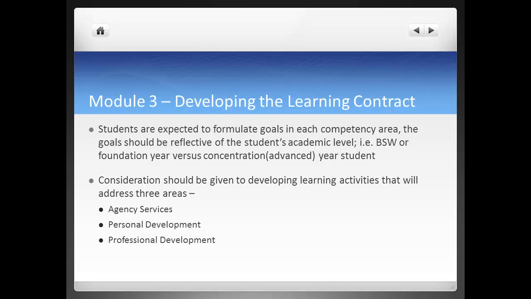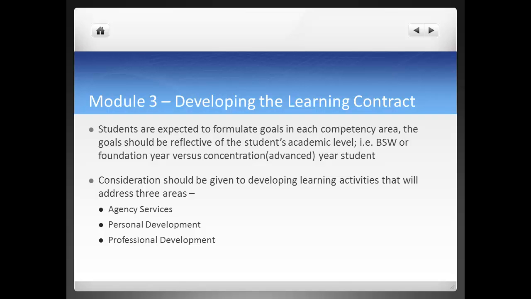As stated, students are expected to formulate goals in each competency area, and keep in mind that the goals should be reflective of the student's academic level. So if you have a BSW or a foundation year student versus a concentration, which is an advanced year student, you would want to make the goals apropos for their level.